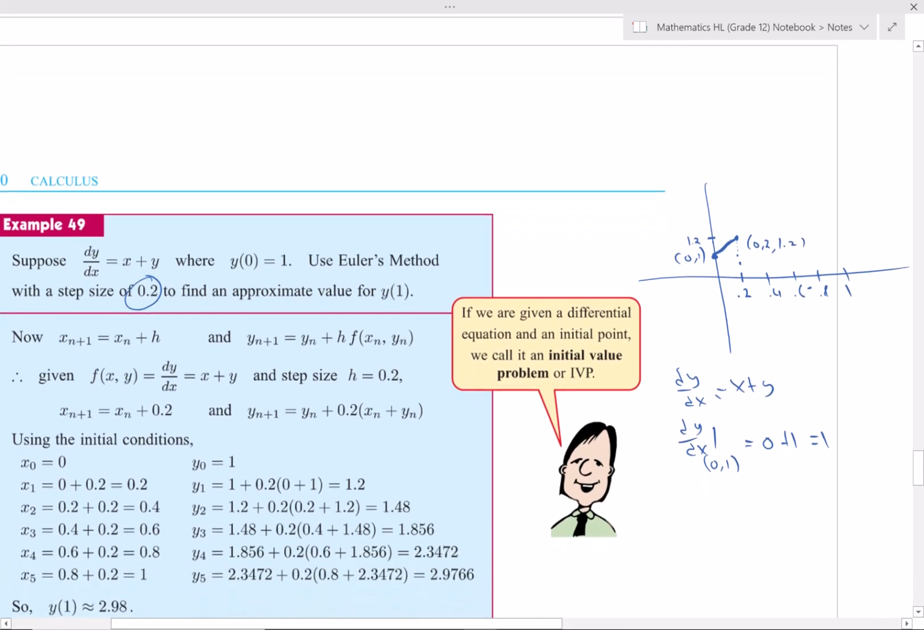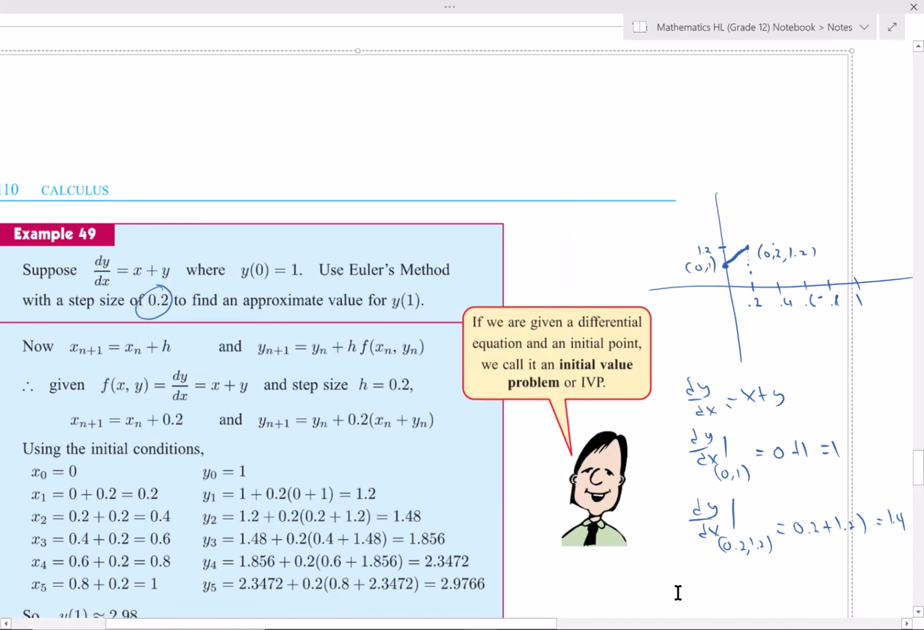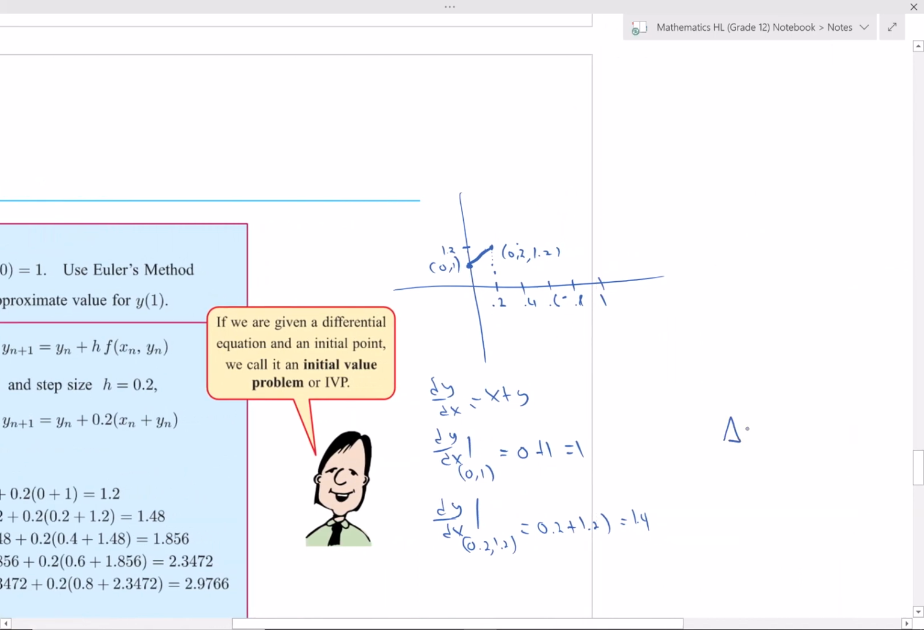I would then plug this in, right? So now I want to know what's the derivative at (0.2, 1.2). You plug it in, you get 0.2 plus 1.2 is 1.4, right? So the slope is now 1.4, which means I'm going to go over 0.2, which then puts me here. How far up should I go? Well, we're trying to do slope. If you remember, slope is change in y over change in x, right? And we know that our slope should be 1.4. We already know that our change in x is 0.2. We're going over 0.2. So this is 0.2.